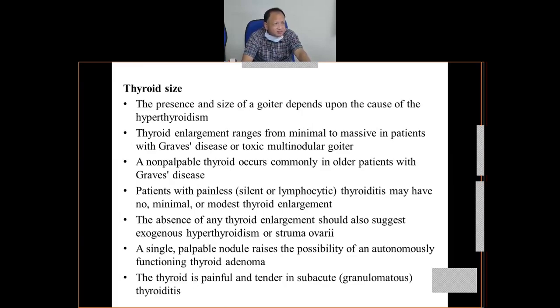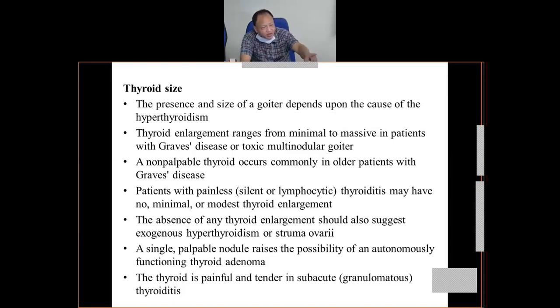The thyroid size, the presence of a goiter, depends upon the cause of the hyperthyroidism. That means all patients with hyperthyroidism do not have enlargement of the thyroid gland. The thyroid enlargement ranges from minimal to massive in patients with Graves' disease or toxic multinodular goiter. A non-palpable thyroid occurs commonly in older patients with Graves' disease. Patients with painless thyroiditis may have minimal or modest thyroid enlargement. The absence of any thyroid enlargement should also suggest exogenous hyperthyroidism or struma ovarii.